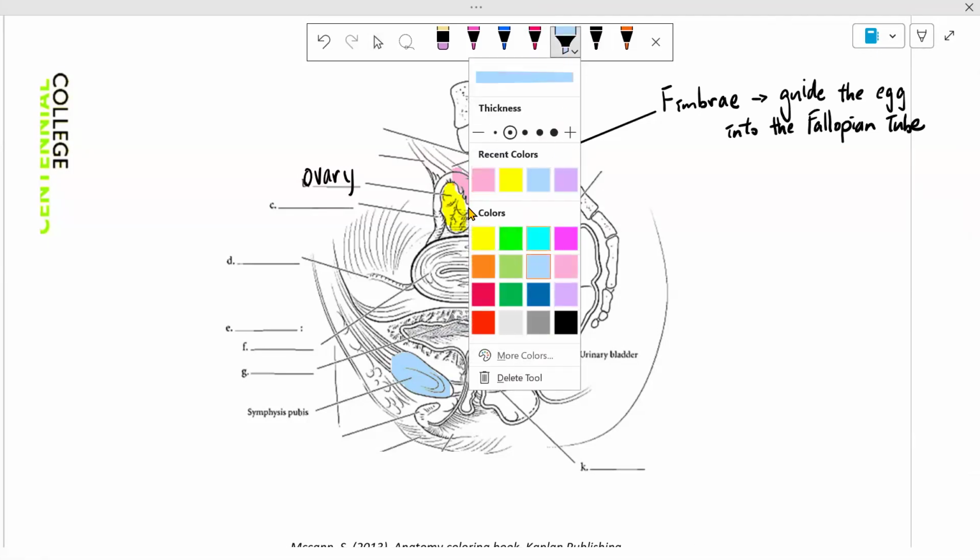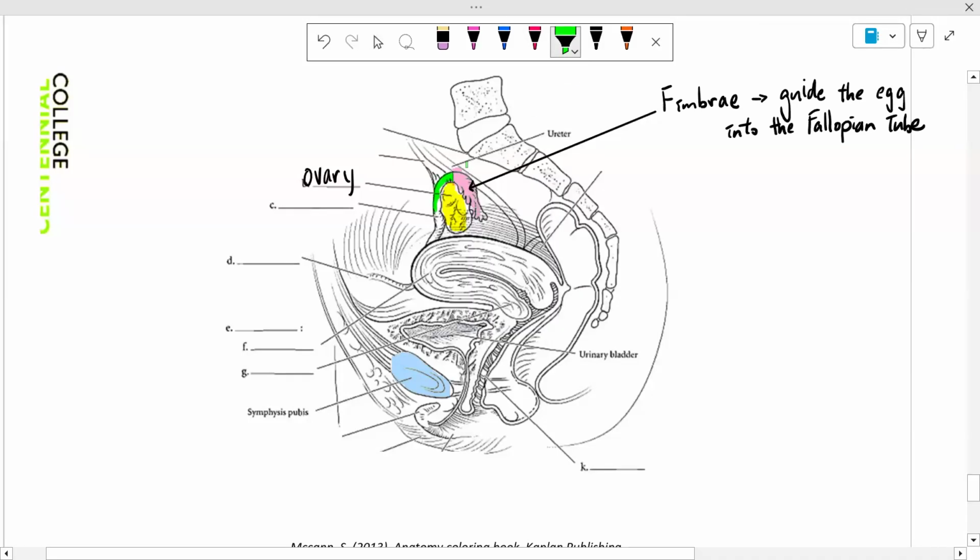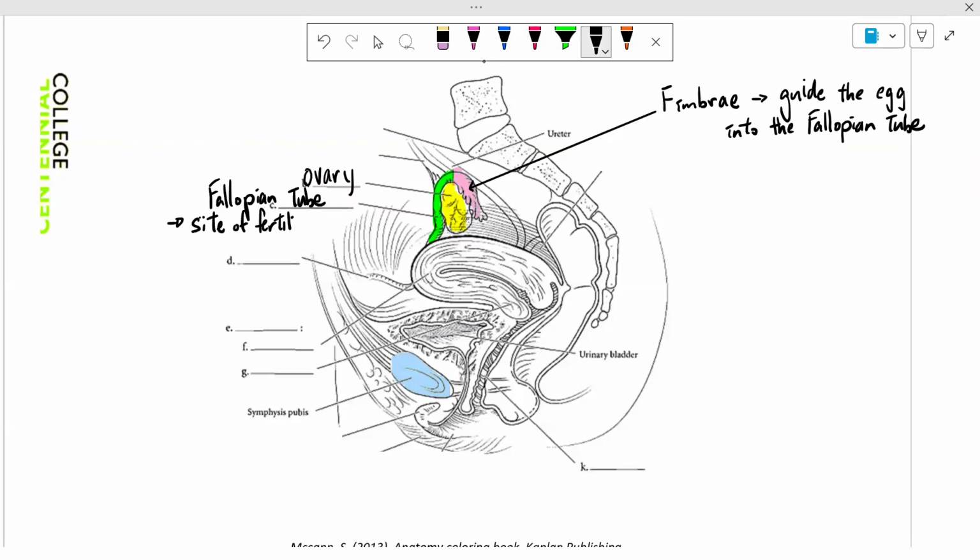And there is the fallopian tube right there, which is the site of fertilization. That's where the sperm is going to fertilize the egg.